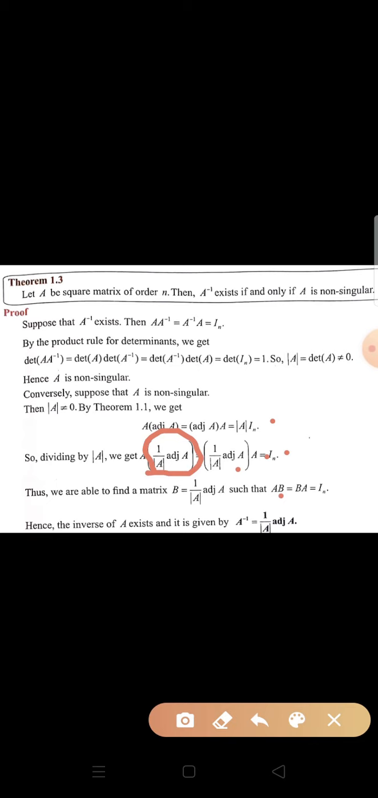The inverse of A exists and is given by A inverse equal to 1 by determinant A into adjoint A. Now listen, this is our formula. You memorize it. A inverse equal to 1 by determinant A into adjoint A. This is our formula for finding the inverse of a matrix. Okay students, do you understand? These 3 theorems are very important. Compulsory. You memorize it.